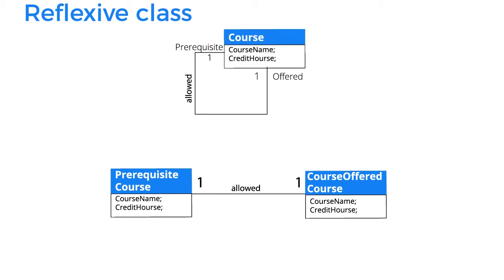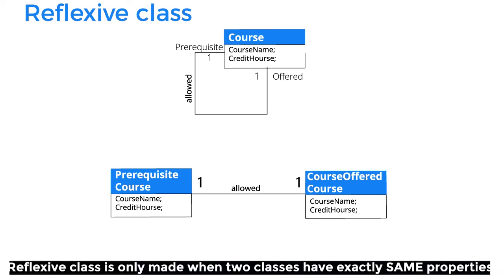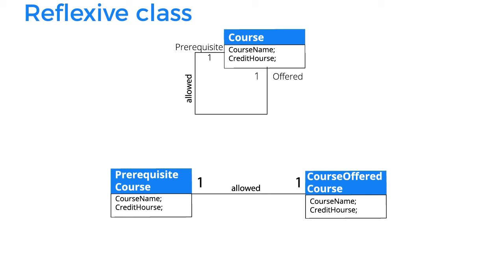Make only one class, name it as you like, and we are naming it course for our convenience, putting both properties combined together, course name and credit hours. Then prerequisite and offered, the other two main parts of the association, are written on the right and left side of it, and in between them is the association of allowed. So in short, these two figures mean exactly the same. The only difference is in how it is shown.